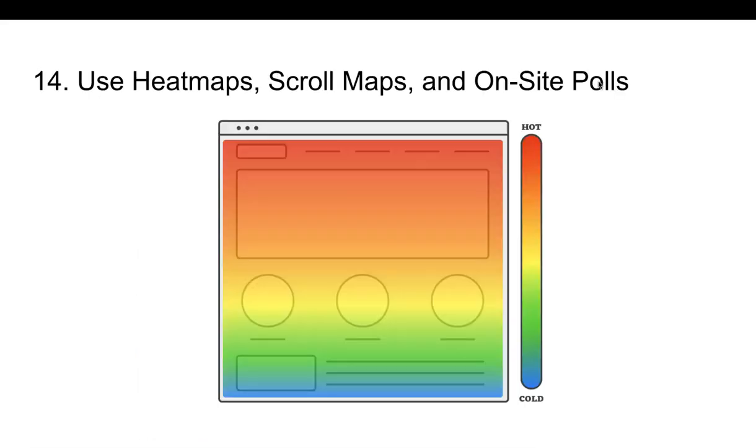Number 14, you want to use heat maps, scroll maps, and on-site polls. This is really effective if you want to know what users are really doing on your site. You can use tools like Hotjar or Crazy Egg to track clicks, scroll behavior, and drop off points. You can use polls like "What's missing on this page?", which can really reveal the high impact insights that you would need to improve your website.